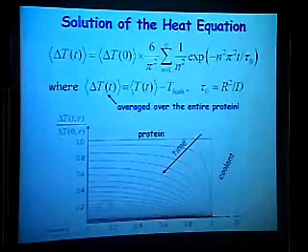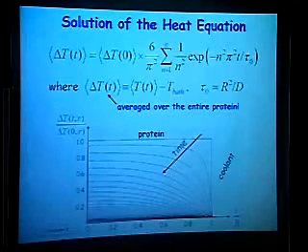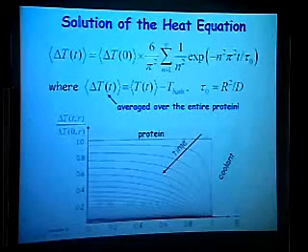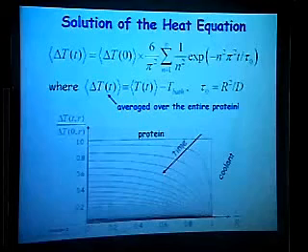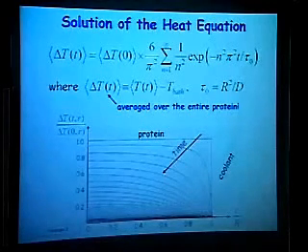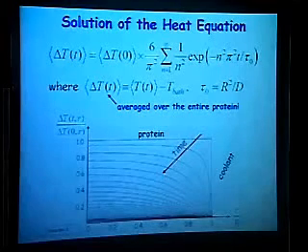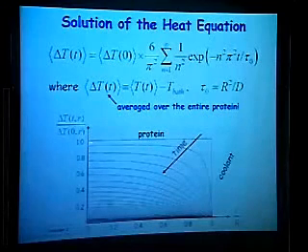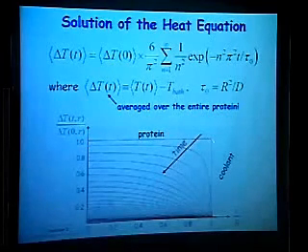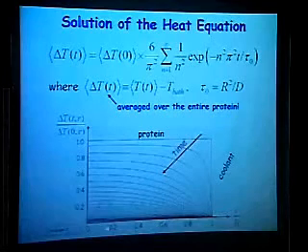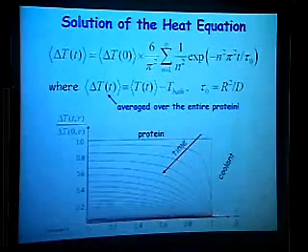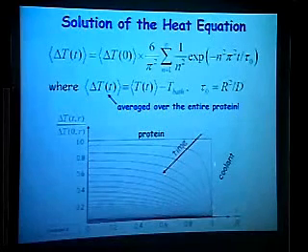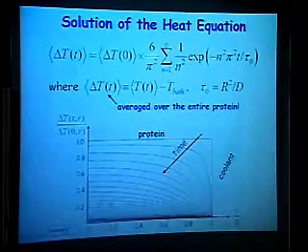Now, how good is this approximation? Is it really legitimate to talk about the temperature of a protein when we know that actually the temperature decreases along the radius of a spherical model of a protein? Indeed, at t equals 0, this is the temperature profile versus the distance from the center of a protein towards the coolant. So it's a very sharp change here.